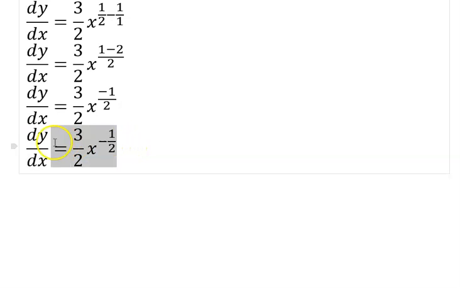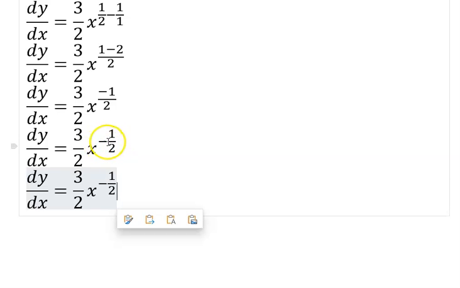because in indices, if you have anything raised to power minus, it means 1 over. It means 1 over that particular thing you have. For example, 7 raised to power minus 2 means 1 over 7 raised to power 2. 4 raised to power minus 5 means 1 over 4 raised to power 5. So x raised to power minus half means 1 over x raised to power half.